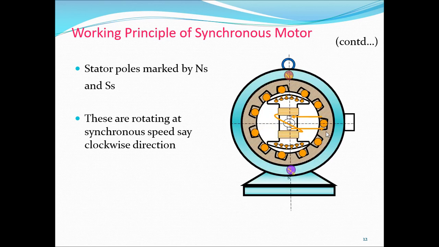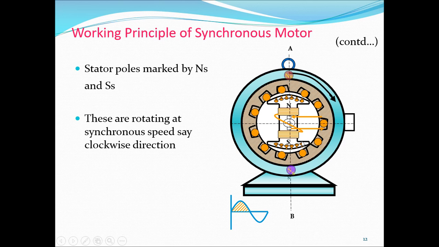So as shown in the figure, these are the magnetic poles of the stator, and these are the rotor poles. Now you see here, north pole and north pole will repel each other. Then what happens? The rotor will rotate clockwise.